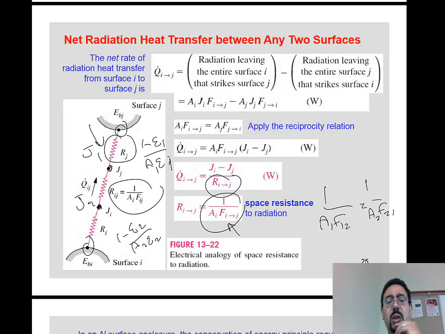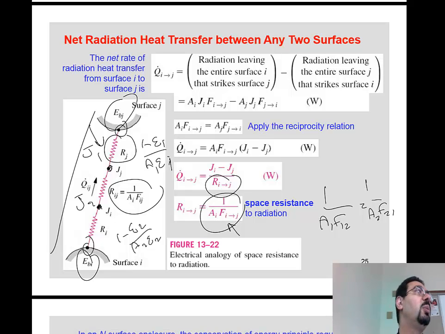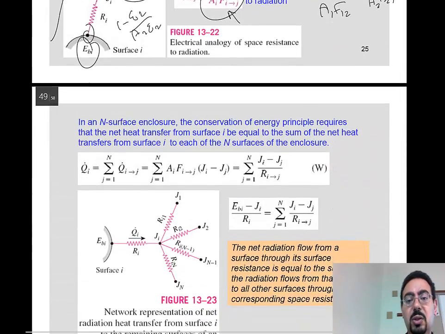And so how are we going to write the Q then? The Q eventually between 1 and 2 is going to be EB1 minus EB2 divided by all the resistance in the way: surface resistance 1 plus geometry resistance between the two of them plus surface resistance 2. And it becomes just like all the conduction and convection problems that we had before. Alright?